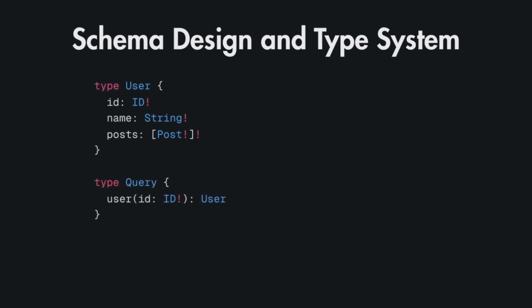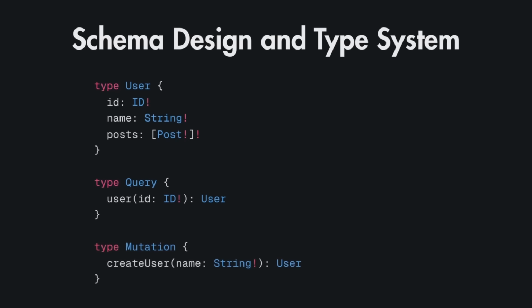Next, we have queries to read data. So this is the equivalent of doing GET requests in RESTful API. You specify the query and the function of this query. This can be the user query, which fetches the user with specific ID. And also the return type of this query, which in this case is the user type that we defined above.